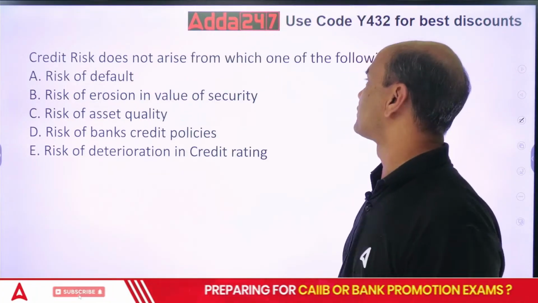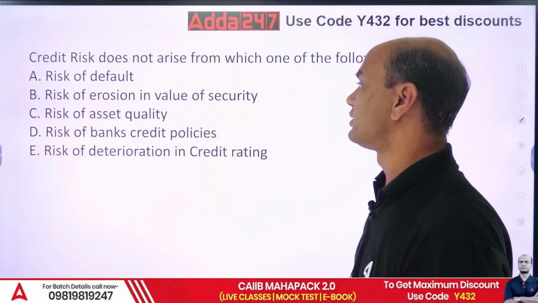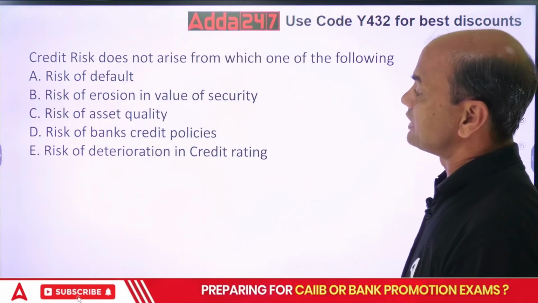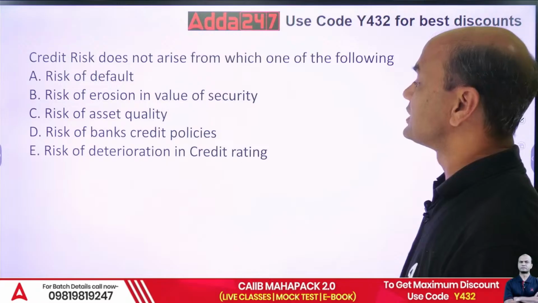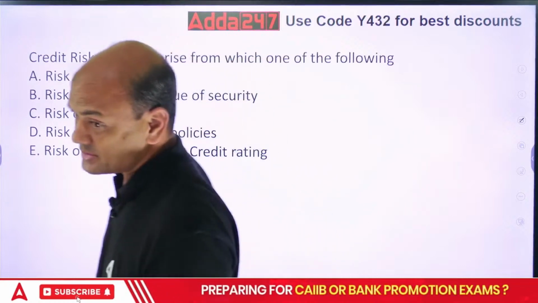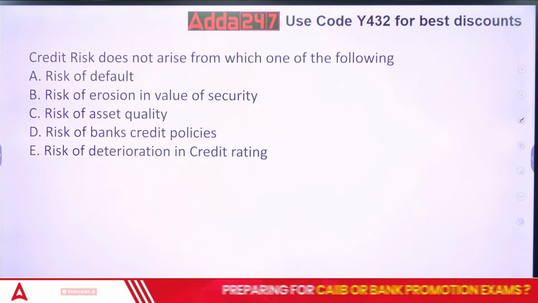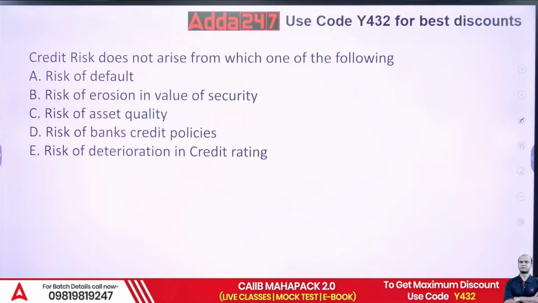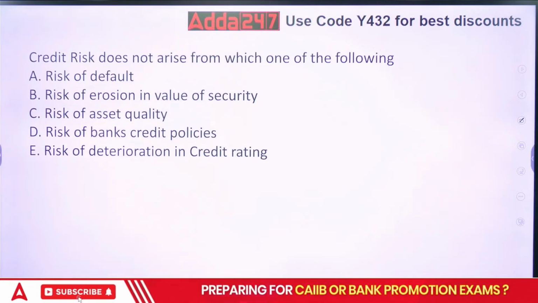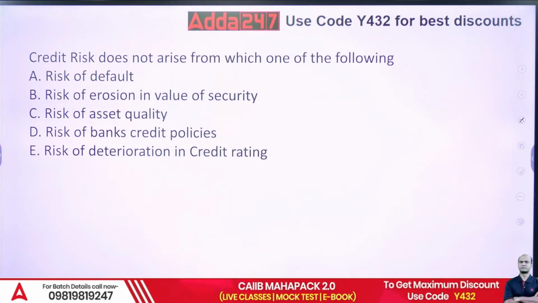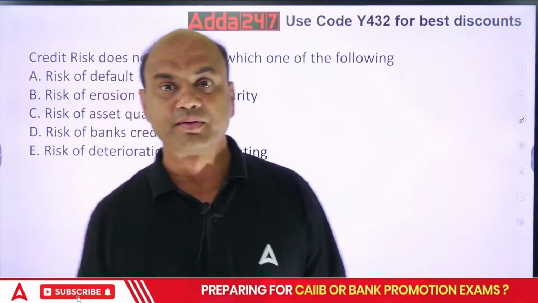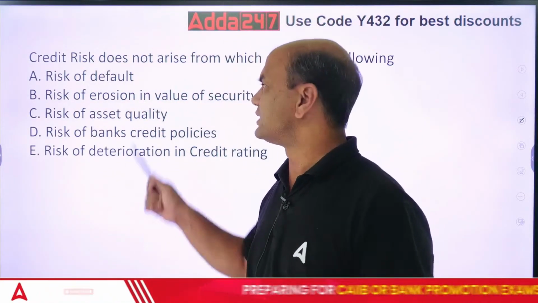Credit risk does not arise from which of the following? Risk of default, risk of erosion in the value of the security, risk of asset quality, risk of banks' credit policies, risk of deterioration in the credit rating. See, this is a tough question. Does not arise because of what? Risk of default: yes, it can be there. Default risk is a part of credit risk only.